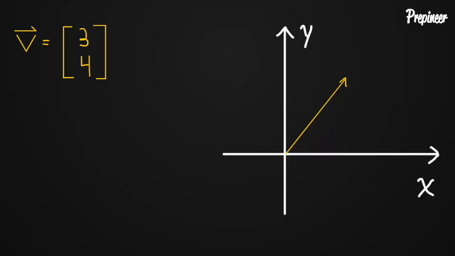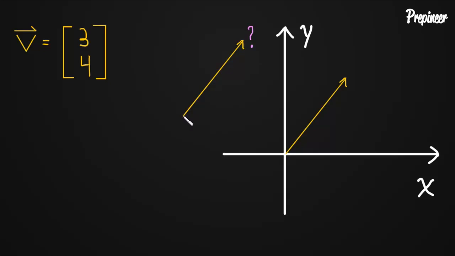Here we have a vector, the vector 3, 4, so we will go over 3 in the x direction, up 4 in the y direction. And I want to talk about what happens if we take an exact copy of that vector and we move it somewhere else in the plane. So let's say we move it to right there. Now what is this new vector?